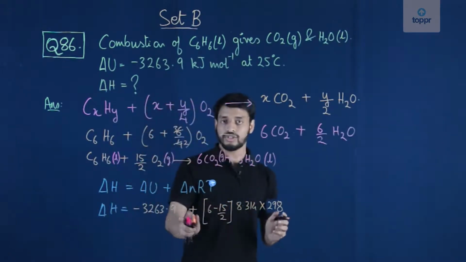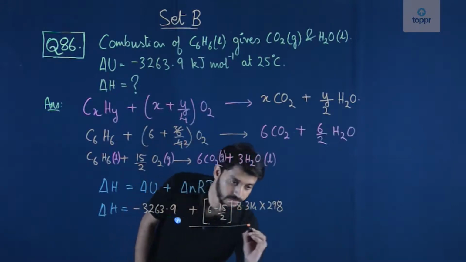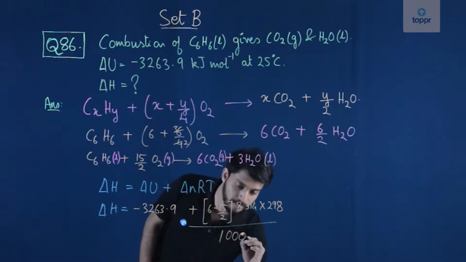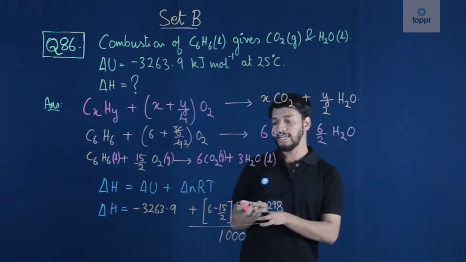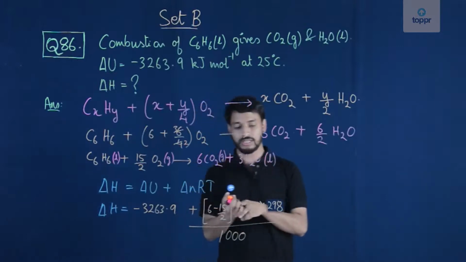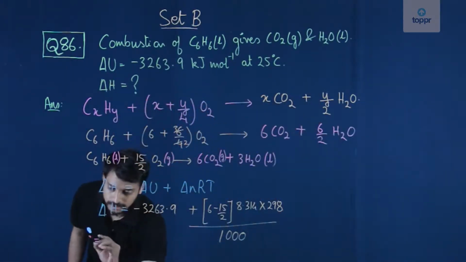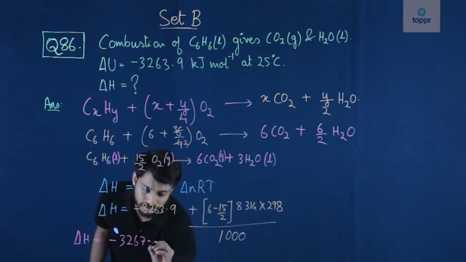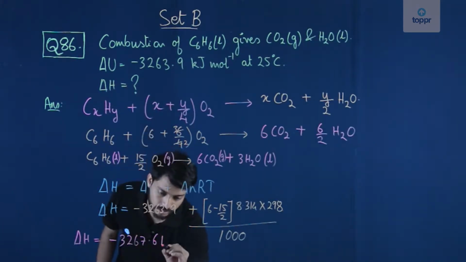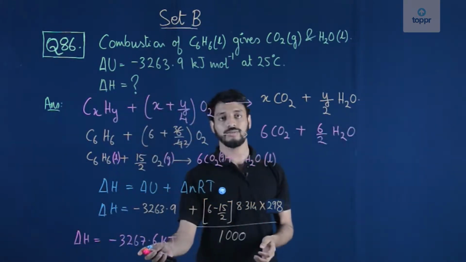Now in this equation, we have to divide this by 1000 because it has been represented in kilojoules. If we calculate this, delta H will be minus 3267.6 kilojoules. This is the option which has been given, and this will be the answer.